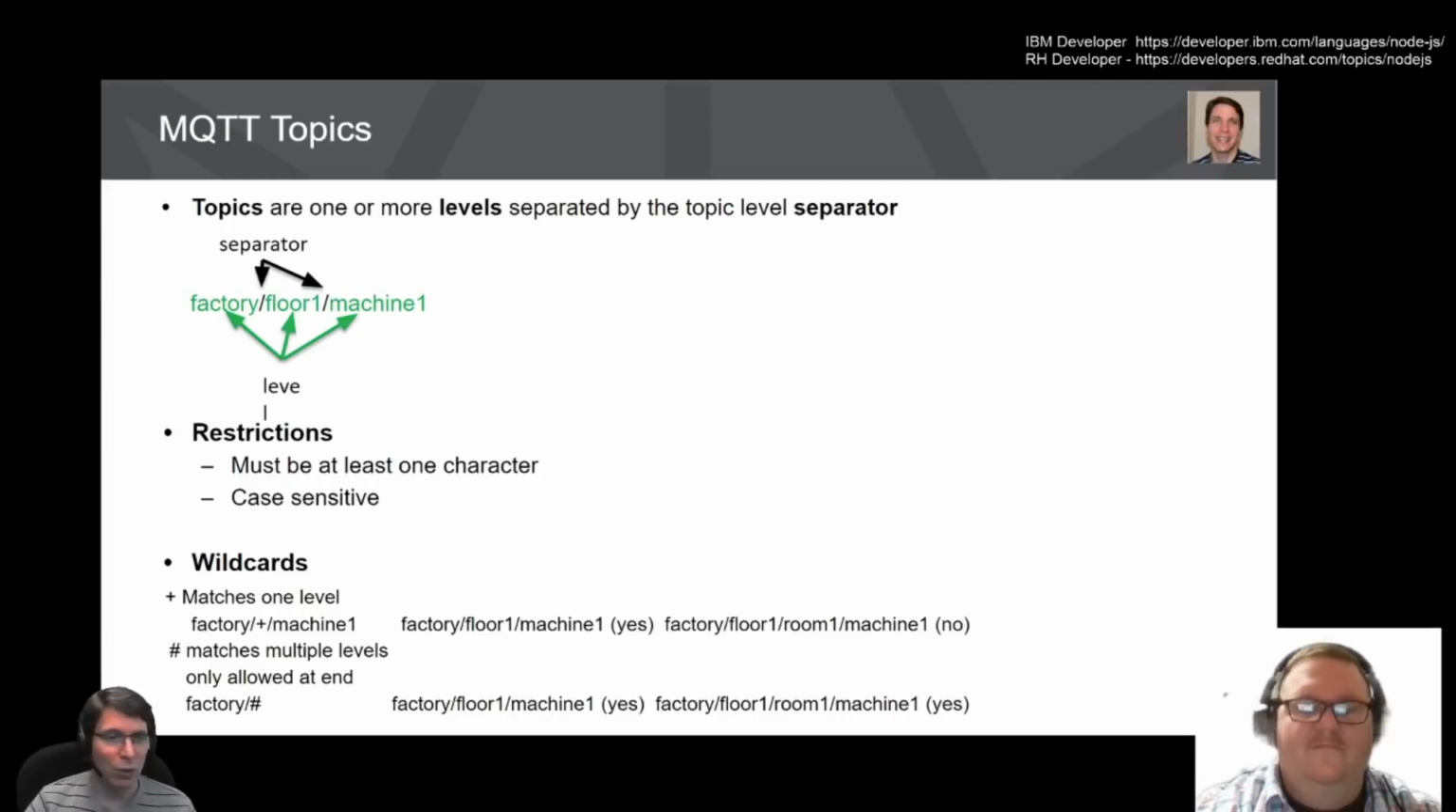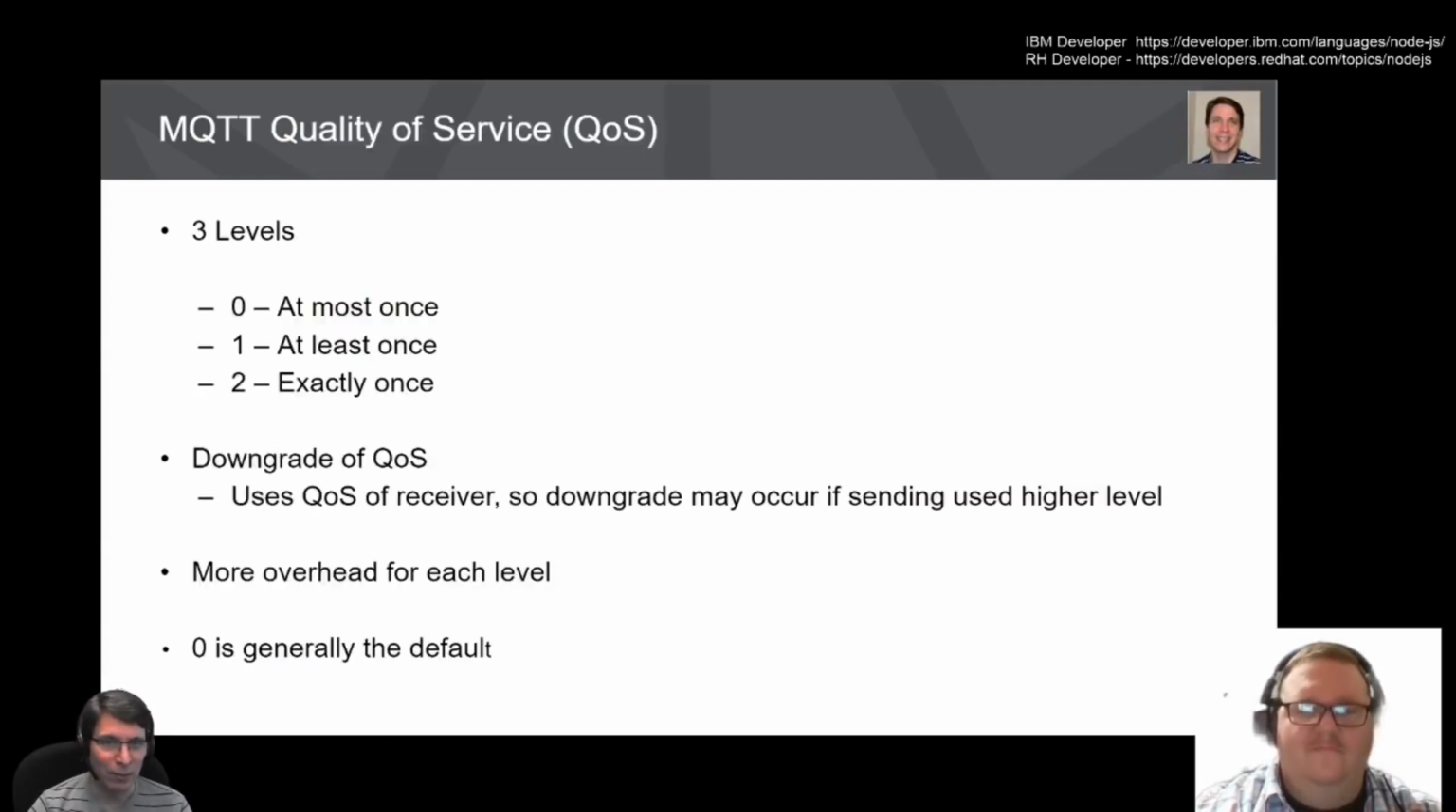Wildcards, which are very useful when you're subscribing on topics, are the plus, which matches a single level. So in this case, factory/plus/plus/machine one will match factory floor one, machine one, but not something where there's two intermediate levels like the second example. The hash sign, number sign, matches multiple levels, but it's only allowed at the end. So it basically says, I want to get messages for all topics below this root that I'm specifying. And those end up being quite useful, at the very least if you're trying to figure out what topics are available and messages are coming in on.